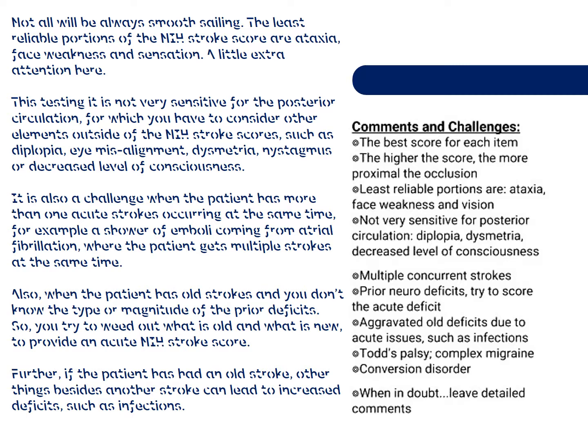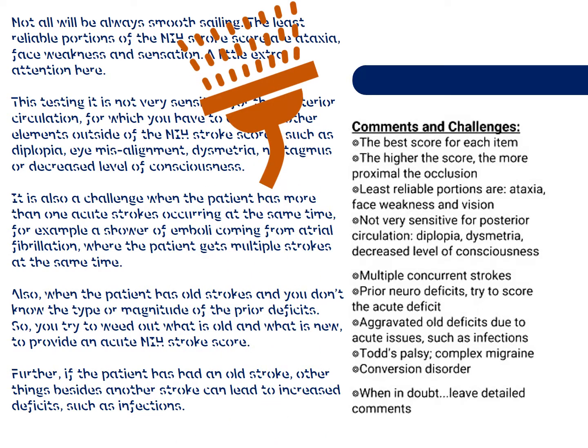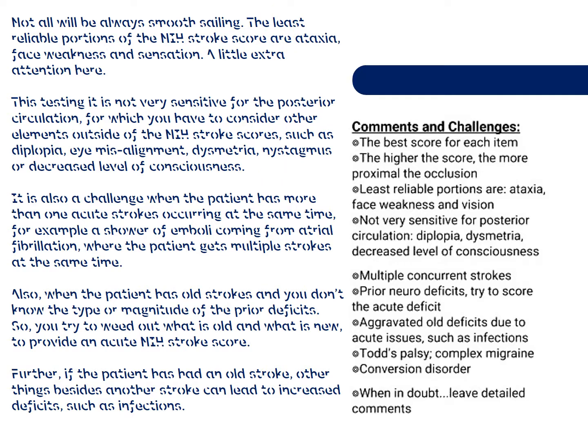It is also a challenge when the patient has more than one acute strokes occurring at the same time, for example a shower of emboli coming from atrial fibrillation, where the patient gets multiple strokes at the same time. Also, when the patient has old strokes and you don't know the type or magnitude of the prior deficits. So, you try to weed out what is old and what is new, to provide an acute NIH stroke score. Further, if the patient has had an old stroke, other things besides another stroke can lead to increased deficits, such as infections.